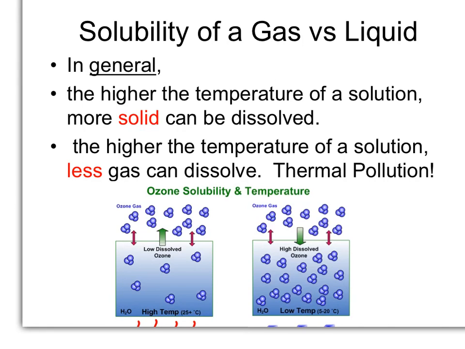At higher temperature, we have less ozone being dissolved, 1, 2, 3, 4, 5, 6 molecules, versus probably 12 to 15 molecules being dissolved at the lower temperature.